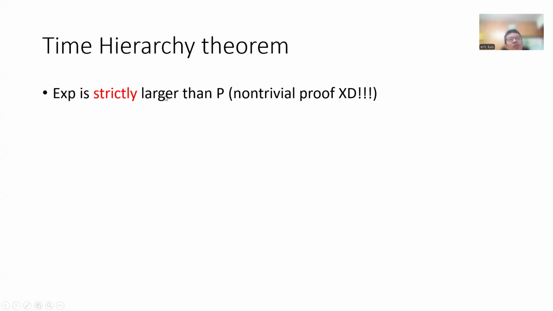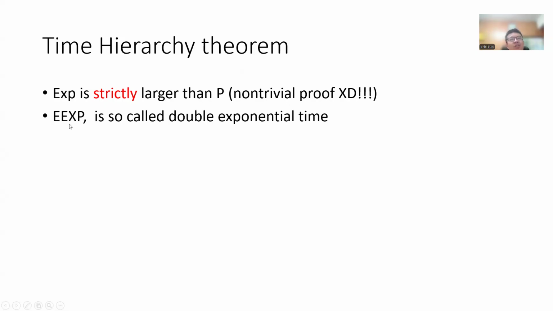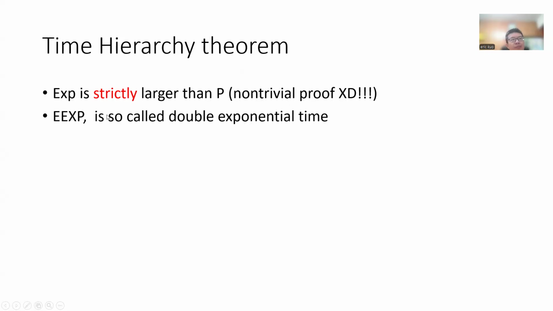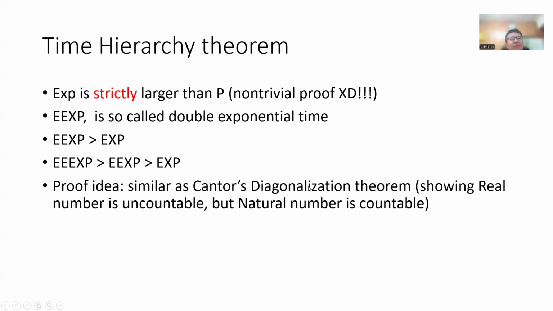So exponential time is strictly larger than P. P is different from EXP. Then you can also define so-called double exponential time, and from the time hierarchy theorem you can prove that double exponential time is strictly larger than exponential time. So there are infinitely many different complexity classes. The proof idea is basically using Cantor's diagonalization.